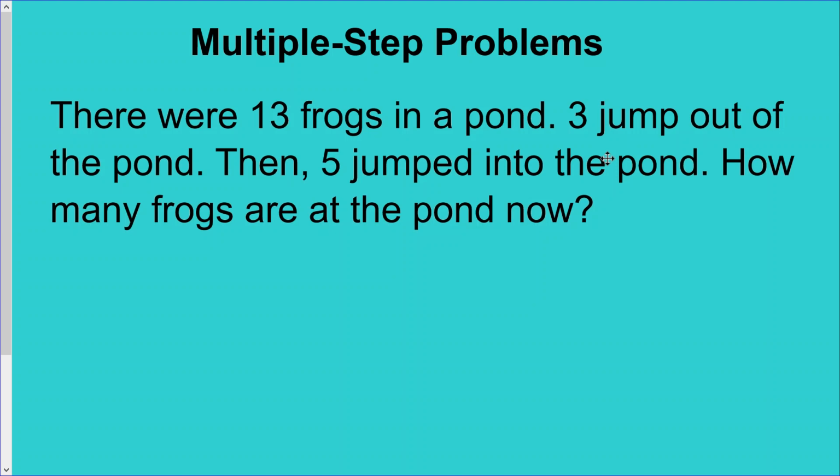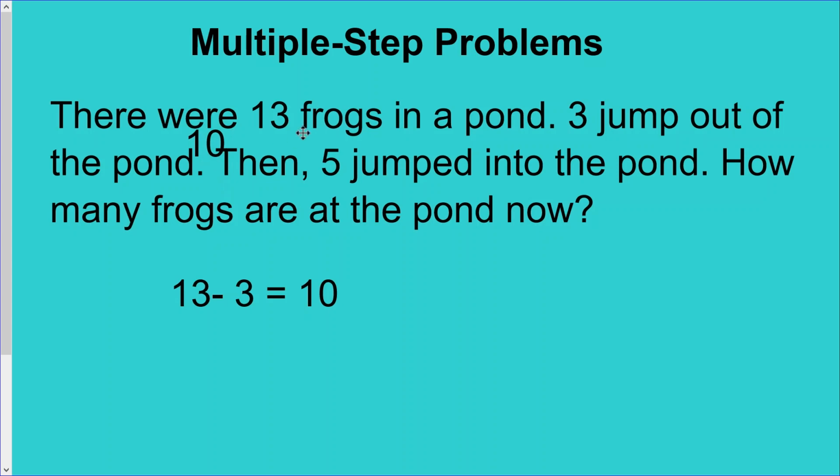If the frogs jumped out, did my number increase or did it decrease? Hopefully you said it decreased. So whenever I know that something gets smaller, it decreases, so you should be subtracting there. So our first part of the problem is 13 minus 3, and taking away your 1s there, which is pretty easy, gives you 10. So at this point in the problem, you've got 10 frogs in the pond.